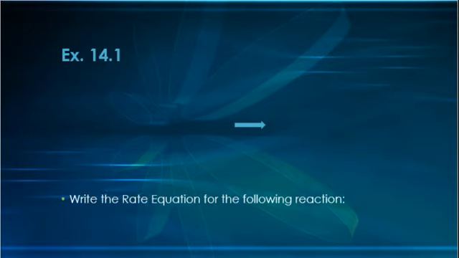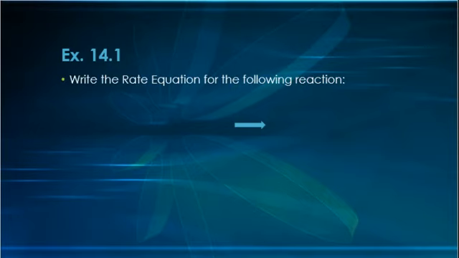All right, so let's try our first one right here. Write the rate equation. Look what it's asking for. It's just asking for the rate equation. That's all it's asking for. So it says here we have N2 plus H2 gives me NH3. It looks like it's balanced there.